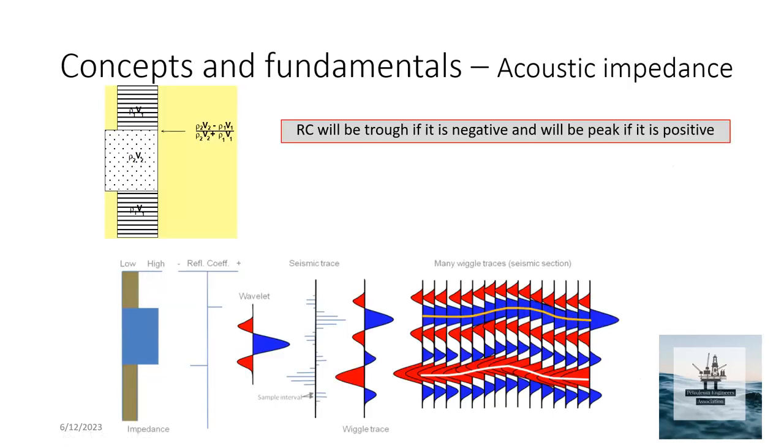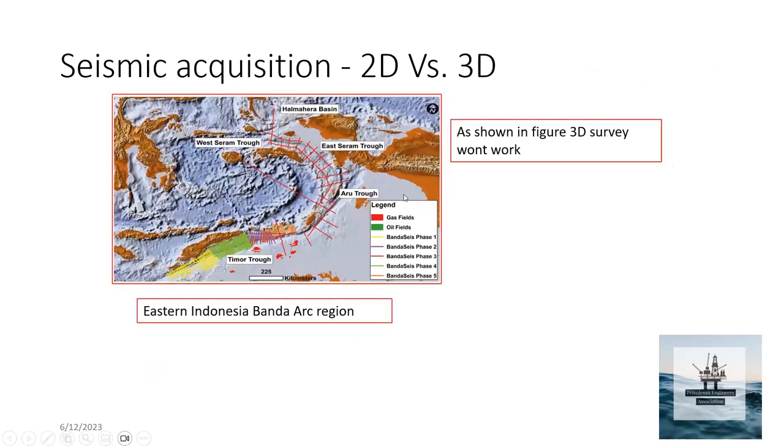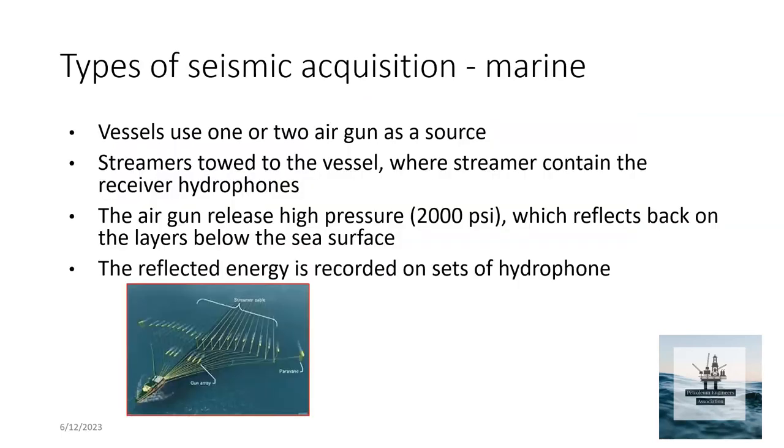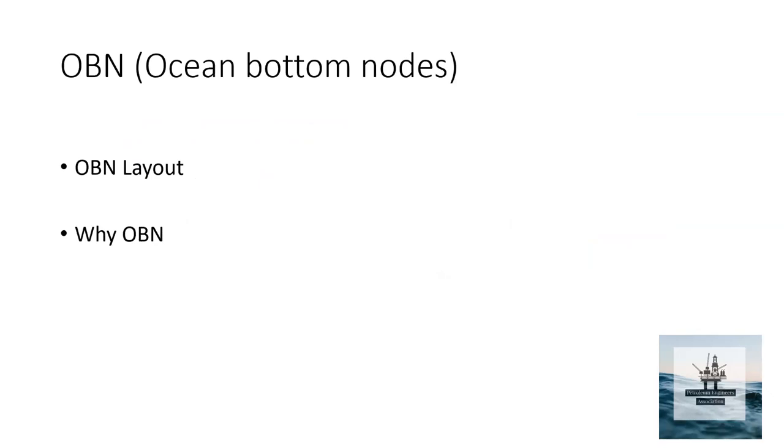Then I showed you the video explaining the fold, or how the acquisition is done, what the fold is and how it is calculated, the symmetric and asymmetric layout, and the differences between 2D and 3D layout, okay, and the advantage of the 3D and some of the advantage of the 2D. Different kinds of acquisition: marine, land, transition, OBC, 4D, and the OBN, which is the most recent technique nowadays, and what the advantage of the OBN is.